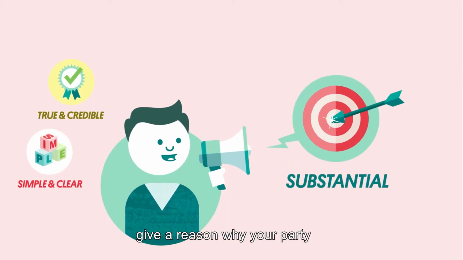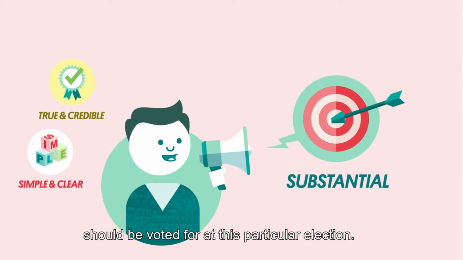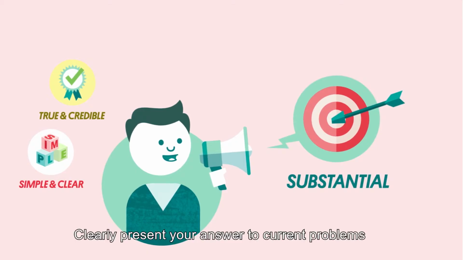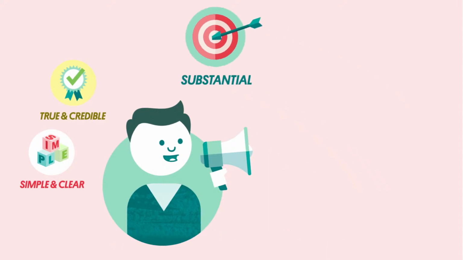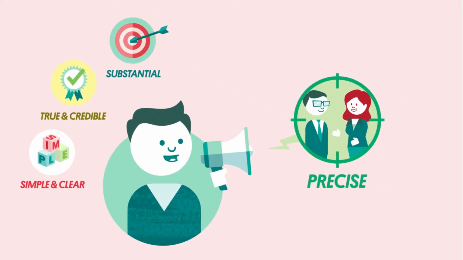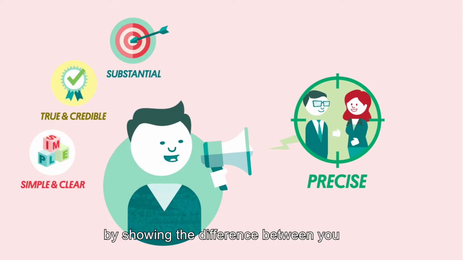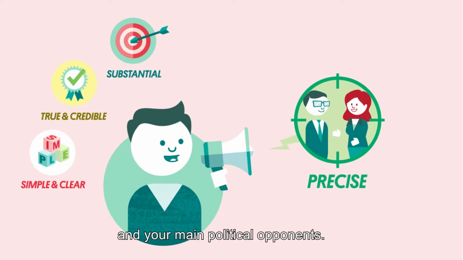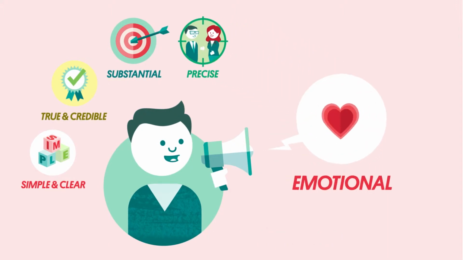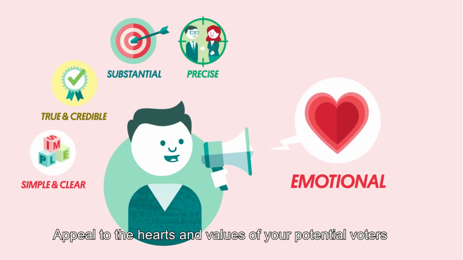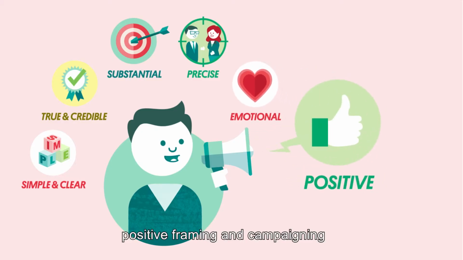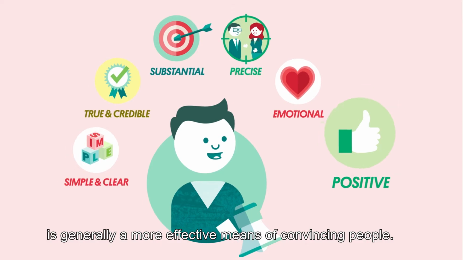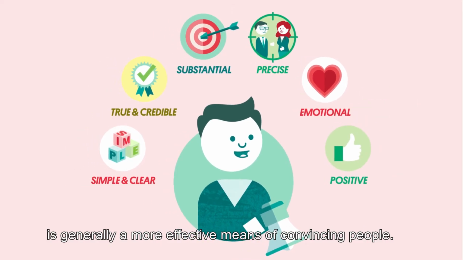Substantial. Give a reason why your party should be voted for at this particular election. Clearly present your answer to current problems rather than formulating a general statement. Precise. Give voters a choice by showing the difference between you and your main political opponents. Emotional. Appeal to the hearts and values of your potential voters and not only their minds. Positive. Positive framing and campaigning is generally a more effective means of convincing people.